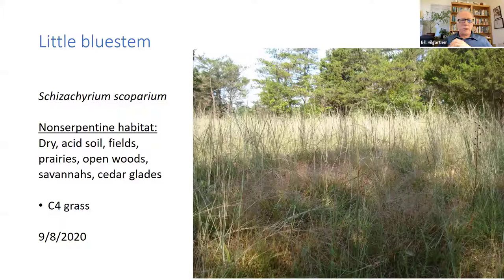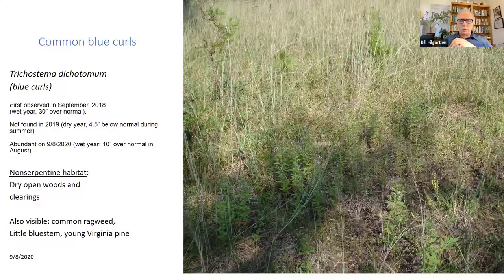But they seem to do well in dry acid soils, fields, prairies, open woods, savannas, and cedar glades here in the eastern U.S. For me, a real surprise two or three years ago was the common blue curls. I don't have a good close-up of them, but you can see the little blue flowers there. The first time I saw them at the site since the beginning of the study was in 2018.